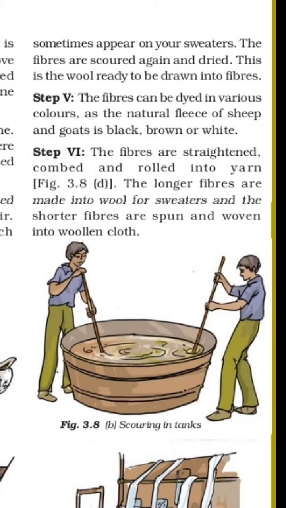Small fluffy fibers called burrs. एक जे छोटे छोटे गोळे येतात आपल्या स्वेटर्सवरती, आपण किती भरपूर दिवस जर स्वेटर वापरत असेल का काही दिवसानंतर त्याच्यावरती छोटे छोटे गोळे येतात, ते फ्लफी फायबर्स, it is called as burrs. And these burrs are picked out from the hair, and these are the same burrs which appear on our sweater. The fibers are scoured again, the fibers are washed again and dried, and this is the wool ready to be drawn into the fibers.